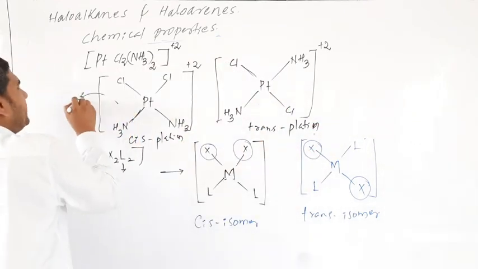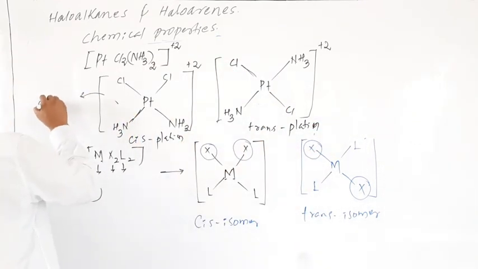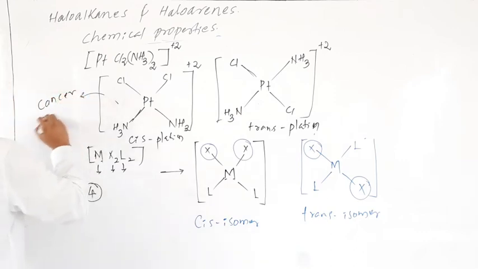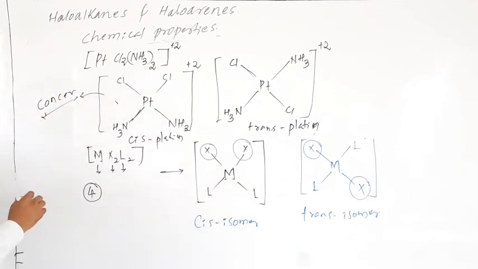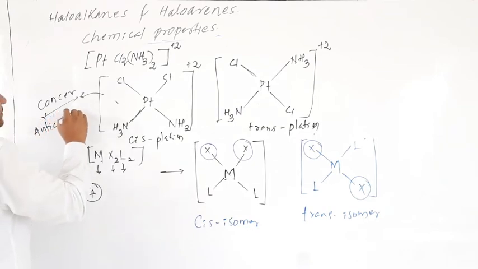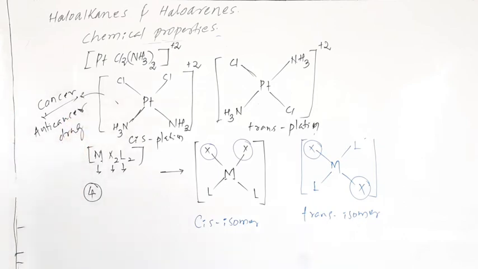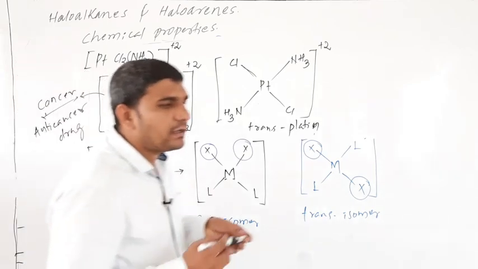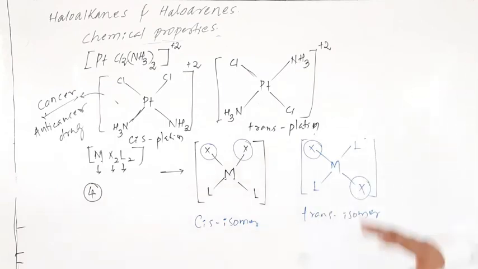This cisplatin is used in the treatment of cancer. It is used in the treatment of what? Cancer. This is known as an anti-cancer drug, because it is used in the treatment of cancer.